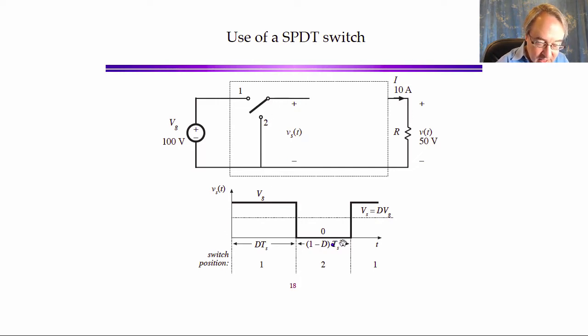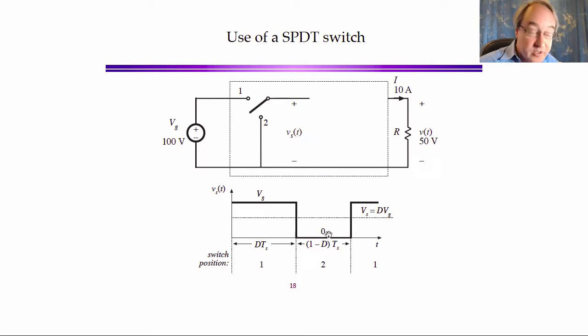We switch it quickly between positions 1 and 2 so that the voltage coming out of the switch network from here to here, Vs of t, has this waveform. So when the switch is in position 1, the voltage Vs is equal to the input voltage Vg of 100 volts. And when the switch is in position 2, the output voltage is 0. And we will operate the switch so half of the time it's in position 1, the other half it's in position 2.